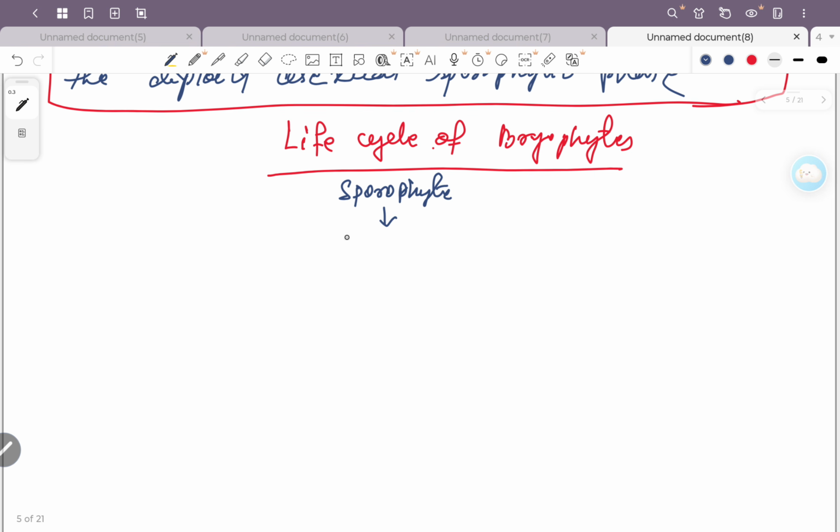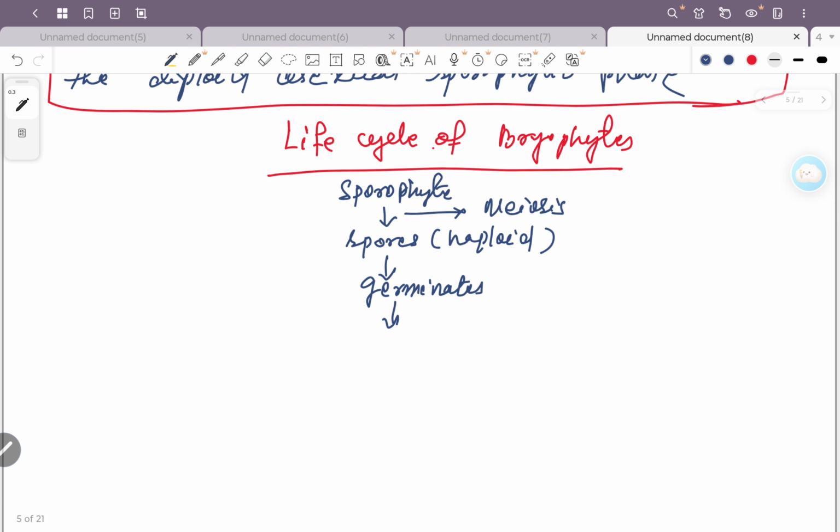The sporophyte produces spores. The spores are haploid, and the sporophyte produces them by meiosis. The spore germinates. Germinates to what? Gametophyte. So the sporophyte is diploid, and the spore germinates to form the gametophyte, which is haploid and reproduces sexually.